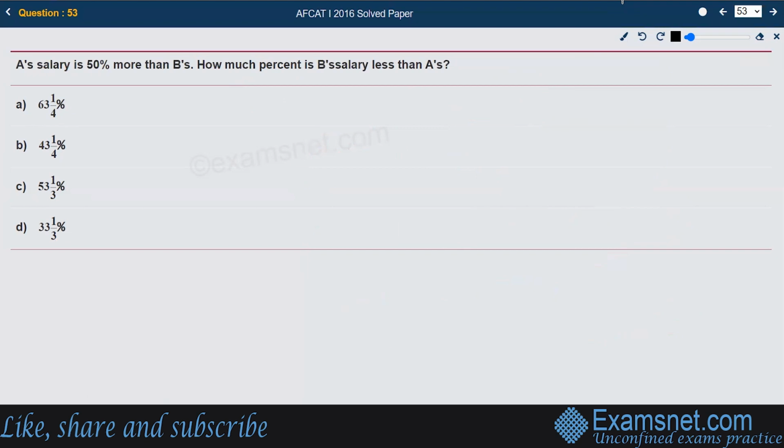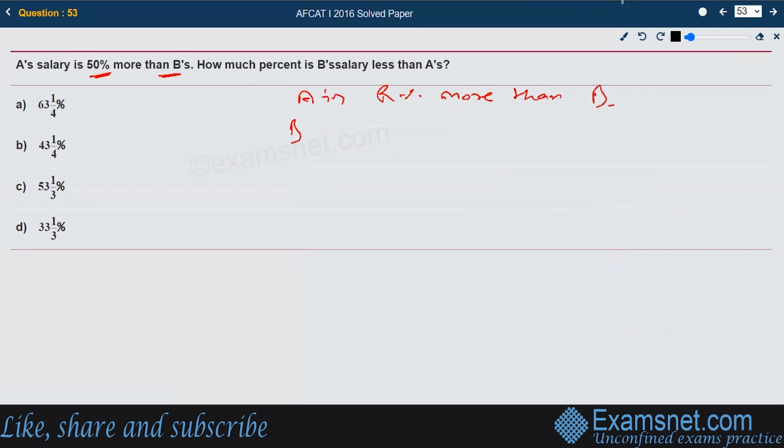Now the next is, A's salary is 50% more than B's. How much percent is B's salary less than A's? So this can be done using a direct formula. If A is 50% more than B, or if A is R percent more than B.